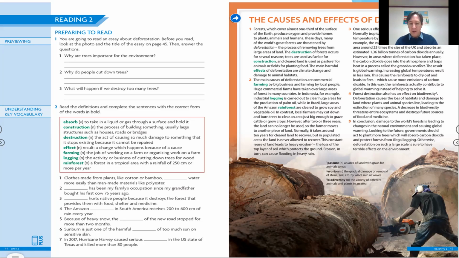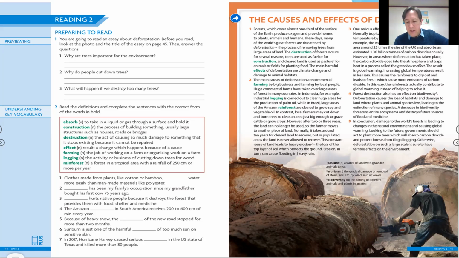All right, paragraph 3. One serious effect of deforestation is climate change. Normally, tropical rainforests help control the Earth's temperature by absorbing carbon dioxide. As an example, the vast rainforest of the Amazon covers an area around 25 times the size of the UK and absorbs an estimated 1.36 billion tons of carbon dioxide annually. Annually means yearly. Annual means year.